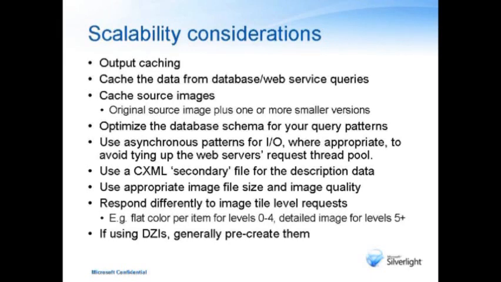I already mentioned handling different image level requests differently, like handing back just a color at the smaller thumbnails and then filling out details at greater depth. If you do want to use DZIs, deep zoom images, so that once you get into an image, you can zoom way in and see a lot of detail, you usually want to pre-create them. Think about where they usually come from. Let's say you have a 10 megapixel image. At runtime, you don't want your server to have to load a 10 megapixel image and then try to chop it up.